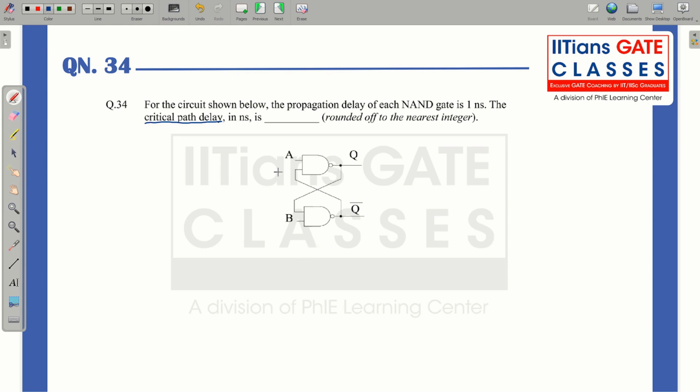Here you can take any value. Let me take 0, 1. We know that for a NAND gate, if any one of the inputs is 0, the output will immediately be 1. But if one of the inputs is 1 and the other input is unknown, say x, I need to wait for this other input to determine exactly what my output will be. So here it will be x complement, which depends on this input.